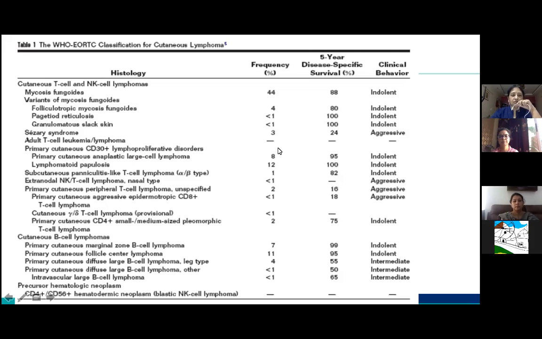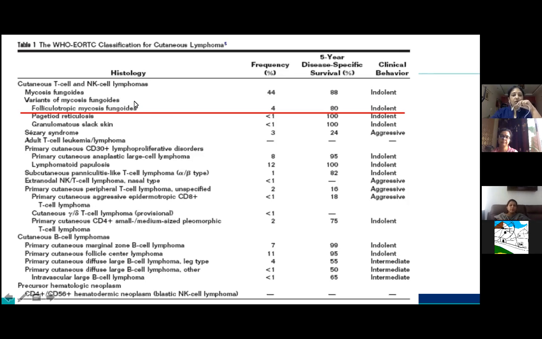Now, this is a very important table for anyone who treats cutaneous lymphoma. This table gives a lot of information. This table tells you about various histologies, how commonly we see them, their frequency, their approximate 5-year disease-free survival, and their behavior, whether they're indolent, intermediate, or aggressive. So let's look at some of the subtypes. For example, overall for mycosis fungoides, it constitutes 44% of all cutaneous lymphomas, and the 5-year DFS is around 88%, and it is considered an indolent disease.